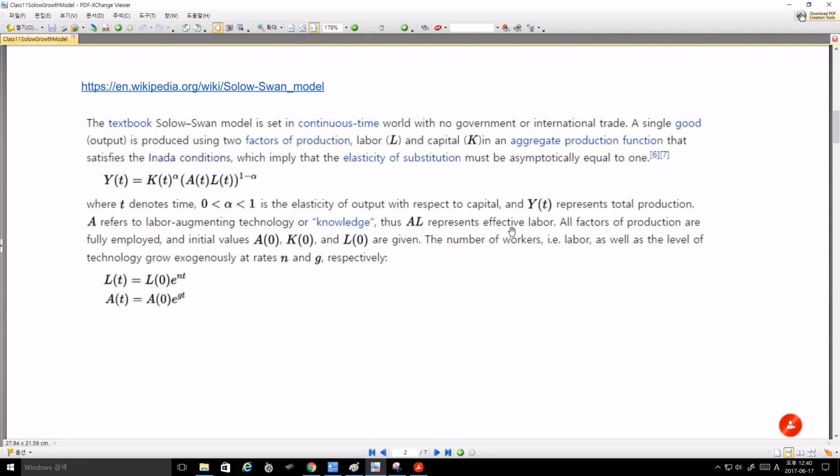All factors of production are fully employed, and let's assume we know the initial values, which are given. So the number of workers, the labor, as well as the level of technology grow exponentially at rates n and g respectively. So this is our assumption.